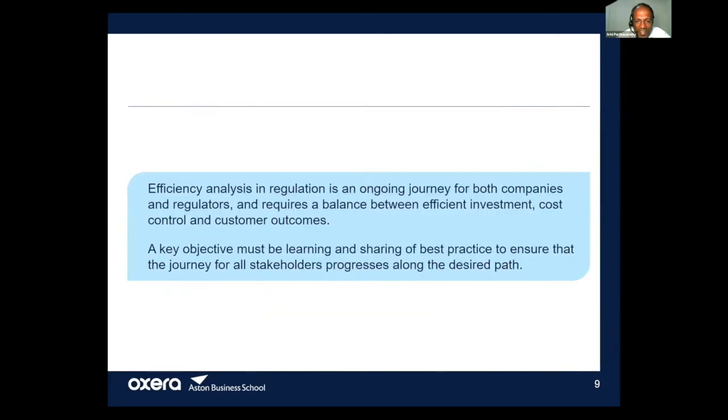So then I come on to my last slide. If you ask me to characterize efficiency work in benchmarking, I would call it an ongoing journey among stakeholders. And there is a need for balanced consideration of encouraging efficient investments, achieving cost control and achieving the right consumer outcomes. And one of the key objectives of such an exercise must be learning and sharing of best practice.